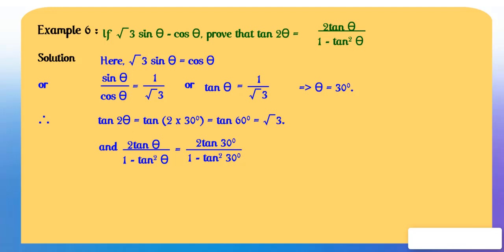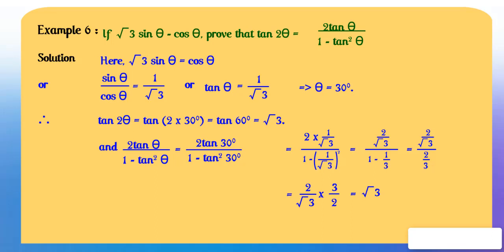And twice tan theta by 1 minus tan square theta is equal to twice tan 30 degrees divided by 1 minus tan square 30 degrees is equal to 2 into 1 by root 3 divided by 1 minus 1 by root 3 whole square is equal to 2 by root 3 divided by 1 minus 1 by 3, which becomes equal to 2 by root 3 by 2 by 3 is equal to 2 by root 3 into 3 by 2 is equal to root 3.